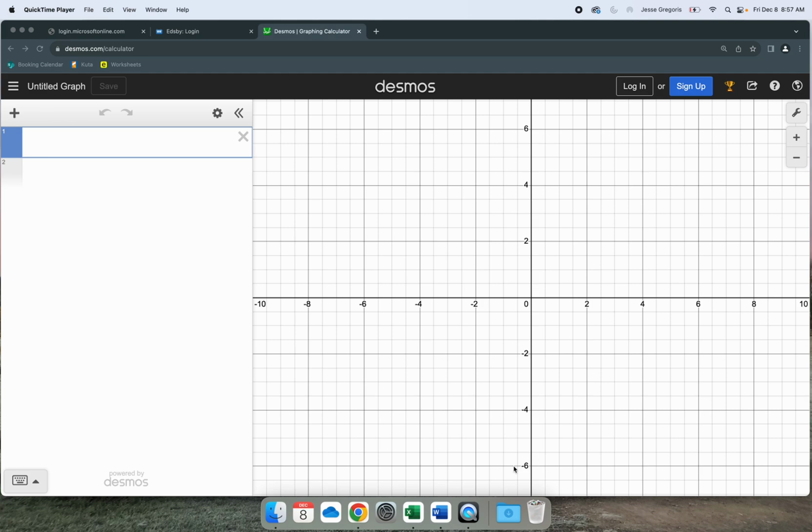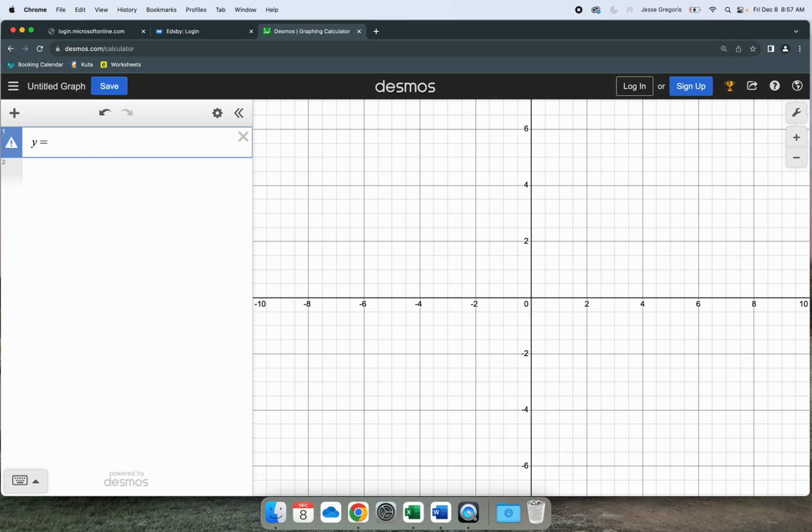I was tasked with creating a video to display the effects of a, b, and c in standard form of a quadratic. So I decided to use Desmos to do this. It's an excellent tool for graphing, and it's going to allow me to change some values. So let's first off graph a quadratic.